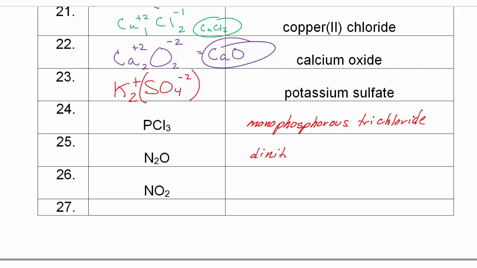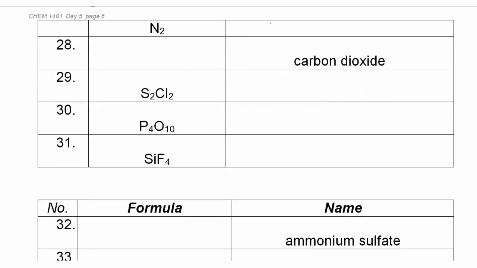Dinitrogen monoxide. Mononitrogen dioxide. And you can leave off the mono if you want. Nitrogen dioxide also works. Dinitrogen. Carbon dioxide. Carbon, oxide, dioxides, you need two of them.